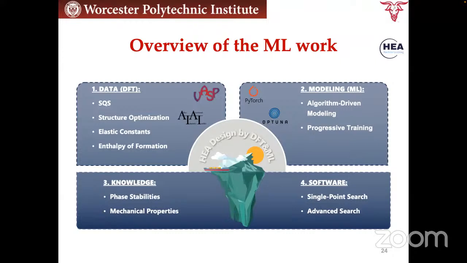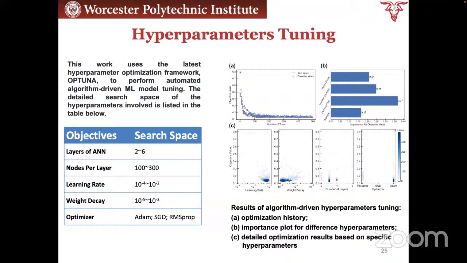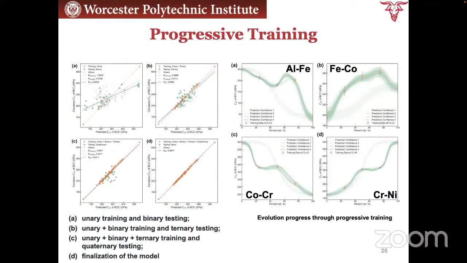We use that, and then we did the machine learning, and with that we built the database. So you will have a good idea of phase stability and also the mechanical property for FCC and BCC for this 5-element system. This is how we do the machine learning: this is to tune the parameters, and this is how we did the machine learning step by step. This is the DFT calculated result, and this is the machine learning predicted result. You can see we have a very good match.